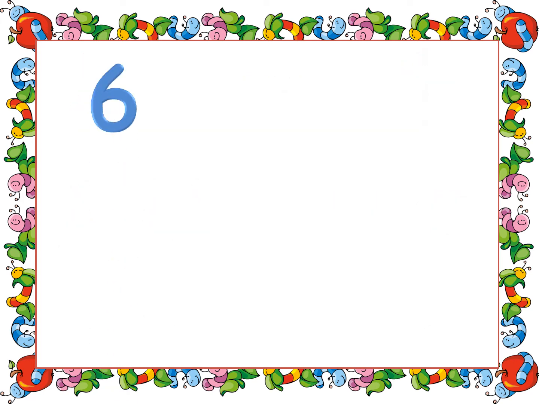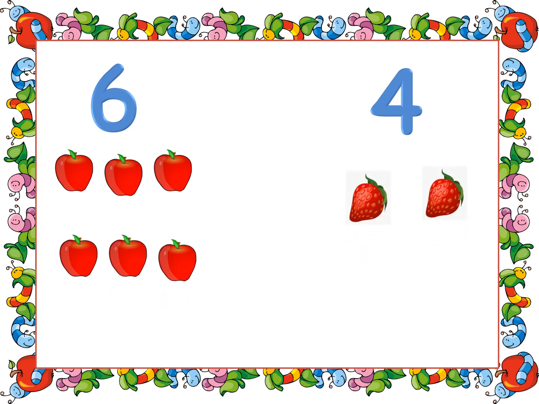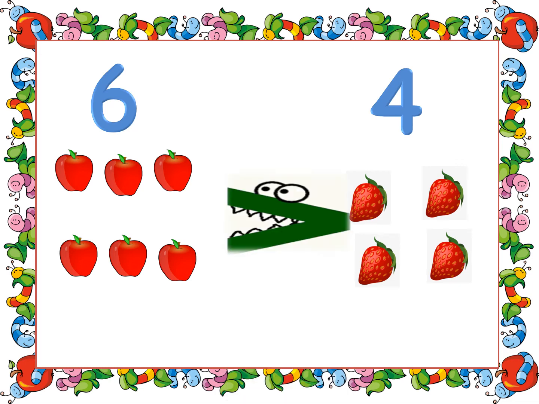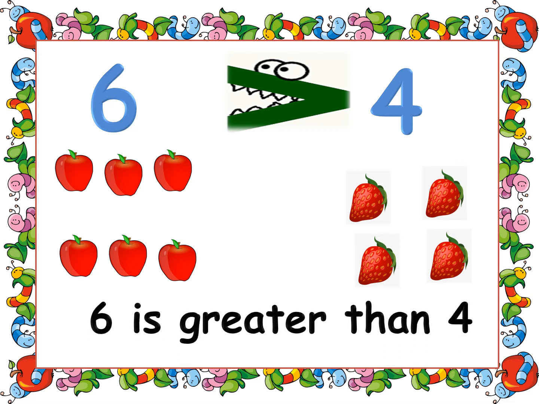Now 6 and 4. Which will the alligator eat? 1, 2, 3, 4, 5, 6. 1, 2, 3, 4. Very good. Our alligator is going to eat the number 6. So we're going to read this as 6 is greater than 4. Right.